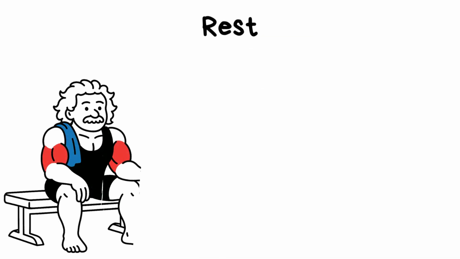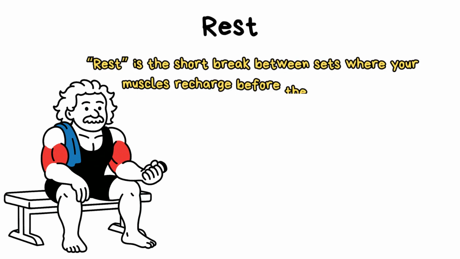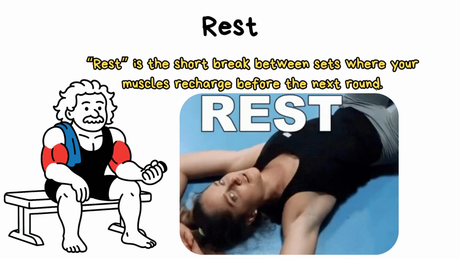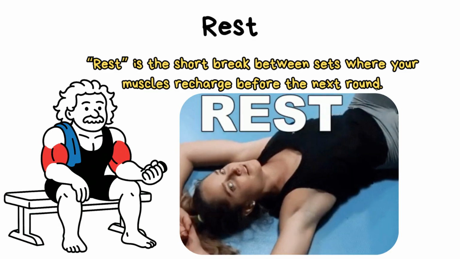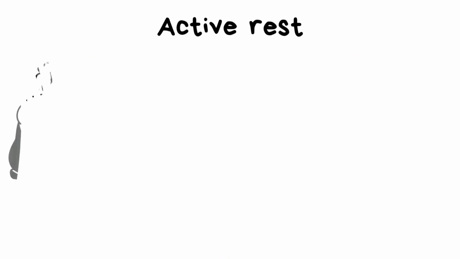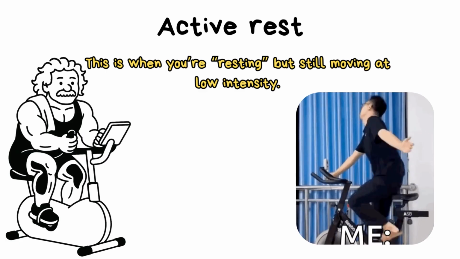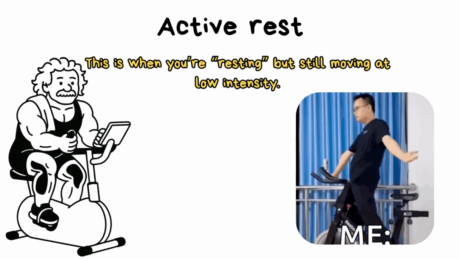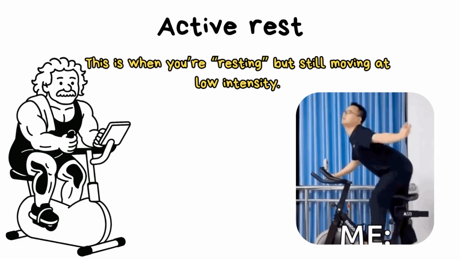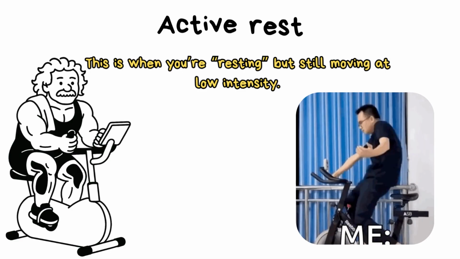Rest. Rest is the short break between sets where your muscles recharge before the next round. Skip it, and your performance tanks. Active rest. This is when you're resting but still moving at low intensity. Example, smash a heavy squat set, then cruise on a bike for a minute before your next squat round. Keeps blood flowing without stealing strength.